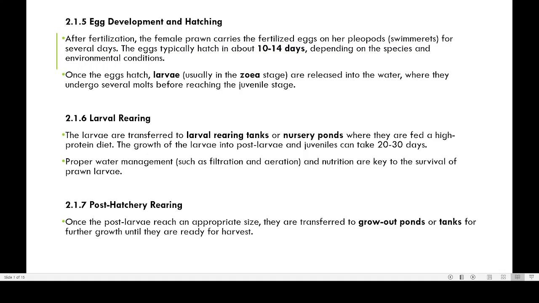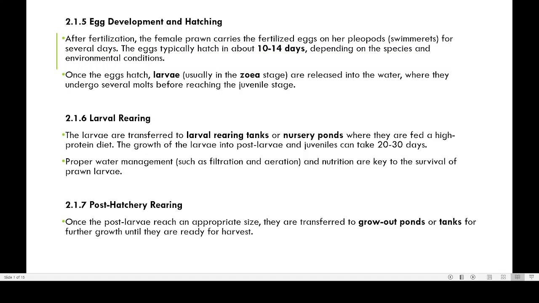For larval rearing, the larvae are transferred to larval rearing tank. There should be separate tank for rearing of larvae, growing of mature prawns, or nursery ponds where they are fed high protein diet. So one advantage of separating larva from adult is that adult will be needing lower protein diet, but larva will be needing higher protein diet. The growth of the larva into post-larva and juvenile takes nearly 1 month or 30 days. Proper water management, filtration, aeration, nutrition.